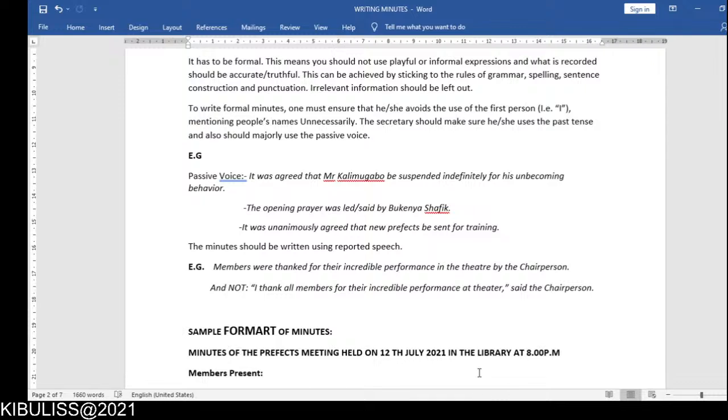Another example of passive voice in the past tense, you can say it was unanimously agreed that the new prefect should be sent for training. So you realize that as you're using the past tense, as you're using the passive voice in writing the minutes, we also have an element of reported speech. So in writing minutes, we expect the student to be very comfortable with those aspects of grammar, aspects like reported speech, passive voice, past tense.